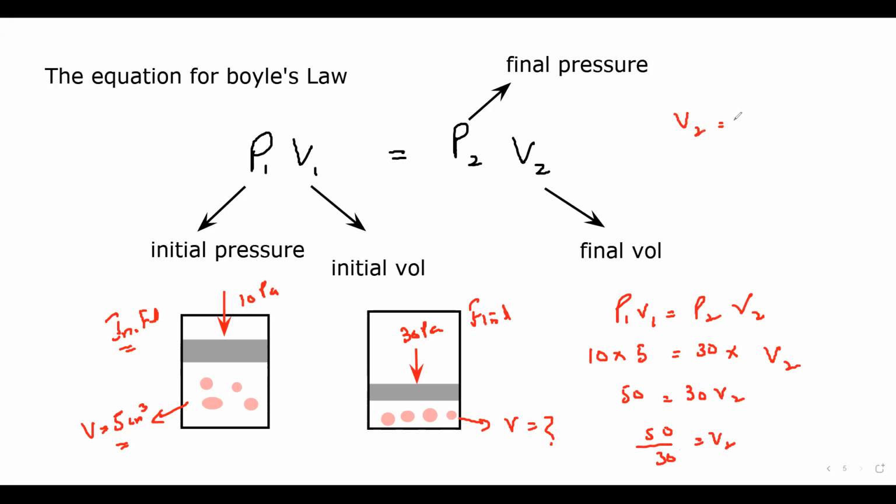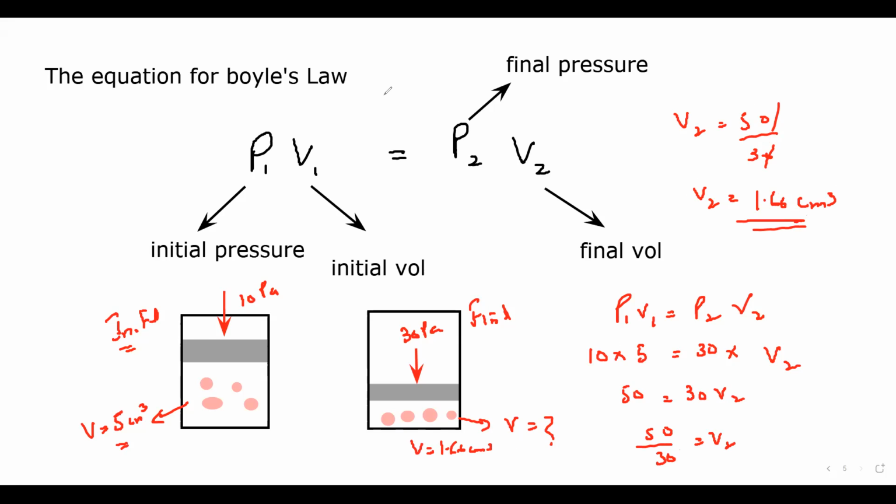So when 50 is divided by 30, the 0 will cancel with the 0. So it will be 5 divided by 3, that's equal to 1.66. So the final answer will be 1.66 centimeter cube. So the volume of the gas which is present is 1.66 centimeter cube. Is it clear?